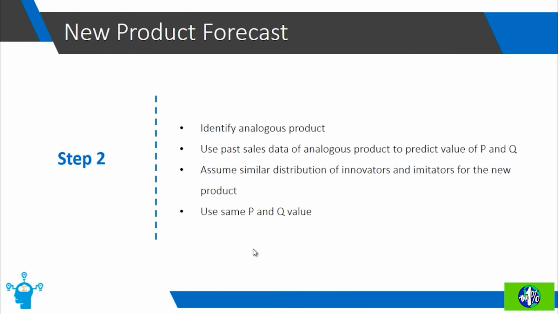An analogous product is a product which belongs to the same category or has similar features to the product you are offering. The point of finding this analogous product is to estimate the distribution of innovators and imitators for our new product. We are going to assume that for that similar product, the distribution of imitators and innovators will be the same for our new product. If we take this assumption, we can use the values of P and Q which we calculate for that analogous product as the P and Q values for our product.